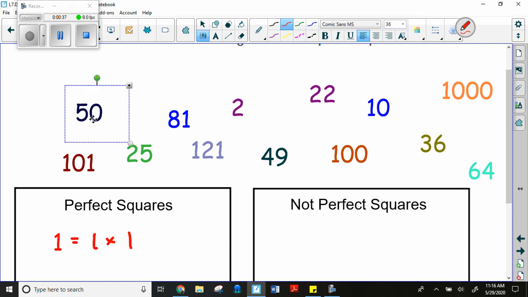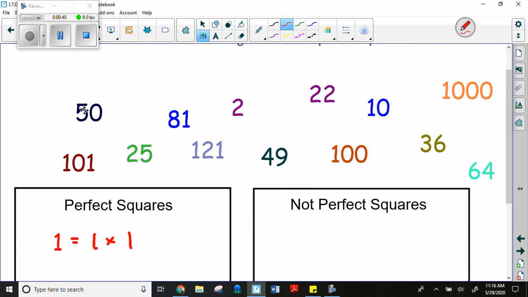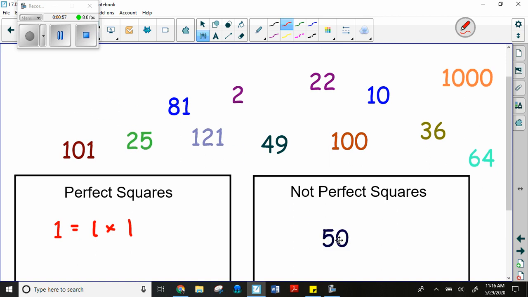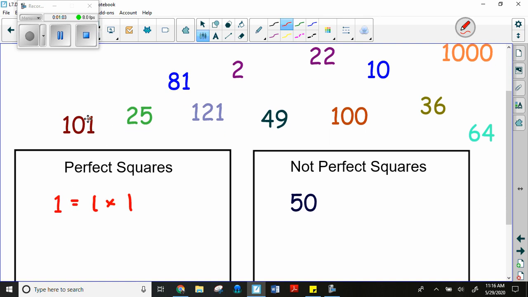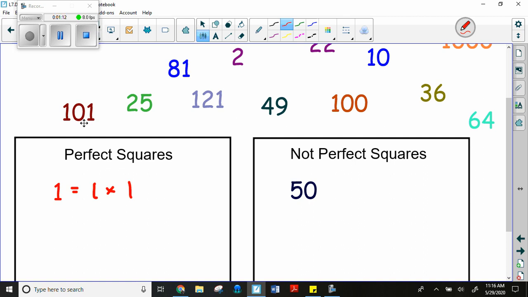So if we think of 50, 50 is 1 times 50, 2 times 25, 5 times 10. 15 doesn't go into it. I think that's it. There's not a number that multiplies by itself to get 50. 10 times 10 is 100. That's as close as we can get. There's no other combo of numbers, because 11 times 11 is 121, and 9 times 9 is 81. So this is not a perfect square.